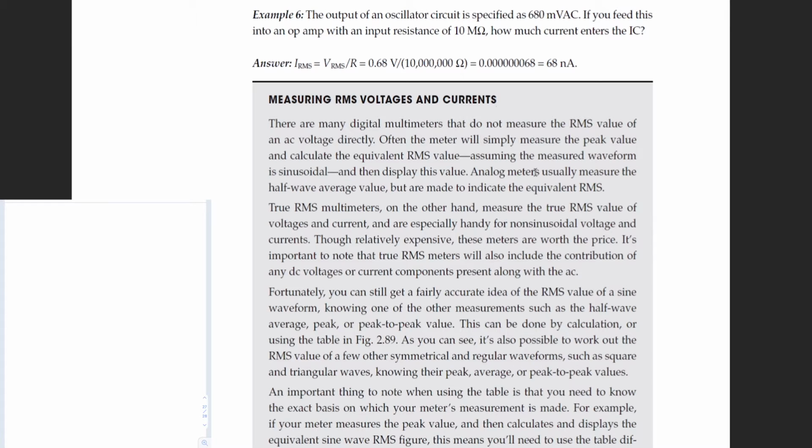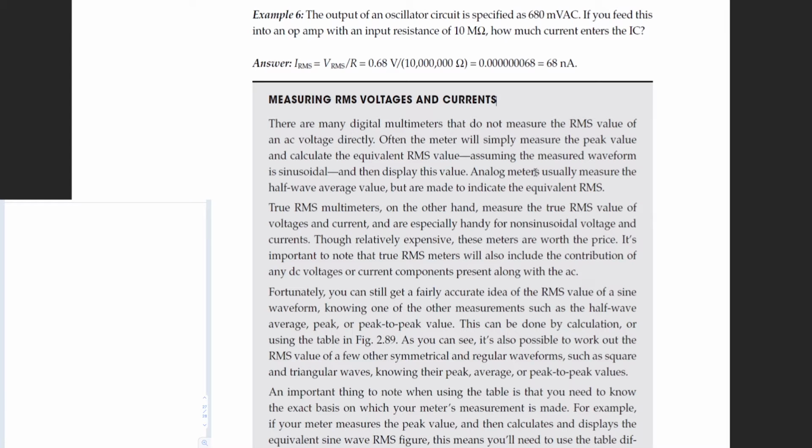Analog meters usually measure the half wave average value, but are made to indicate the equivalent RMS. I don't think I've seen an analog multimeter. Oh, wait, I've seen analog voltage probes. I bought some at the car boot sale. I suppose maybe that's what it means by analog meter. Interesting. Not something that I necessarily need to learn. I won't take notes on that.